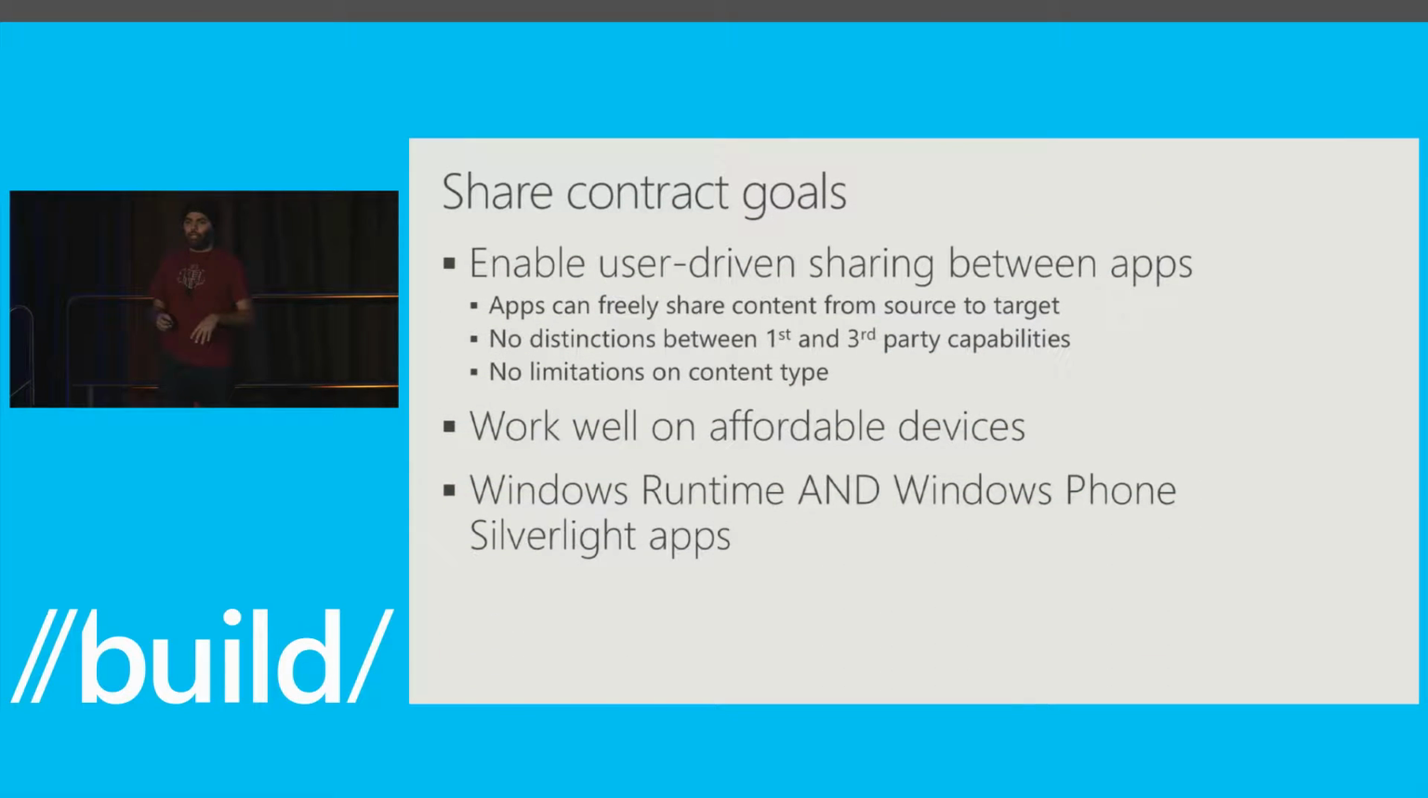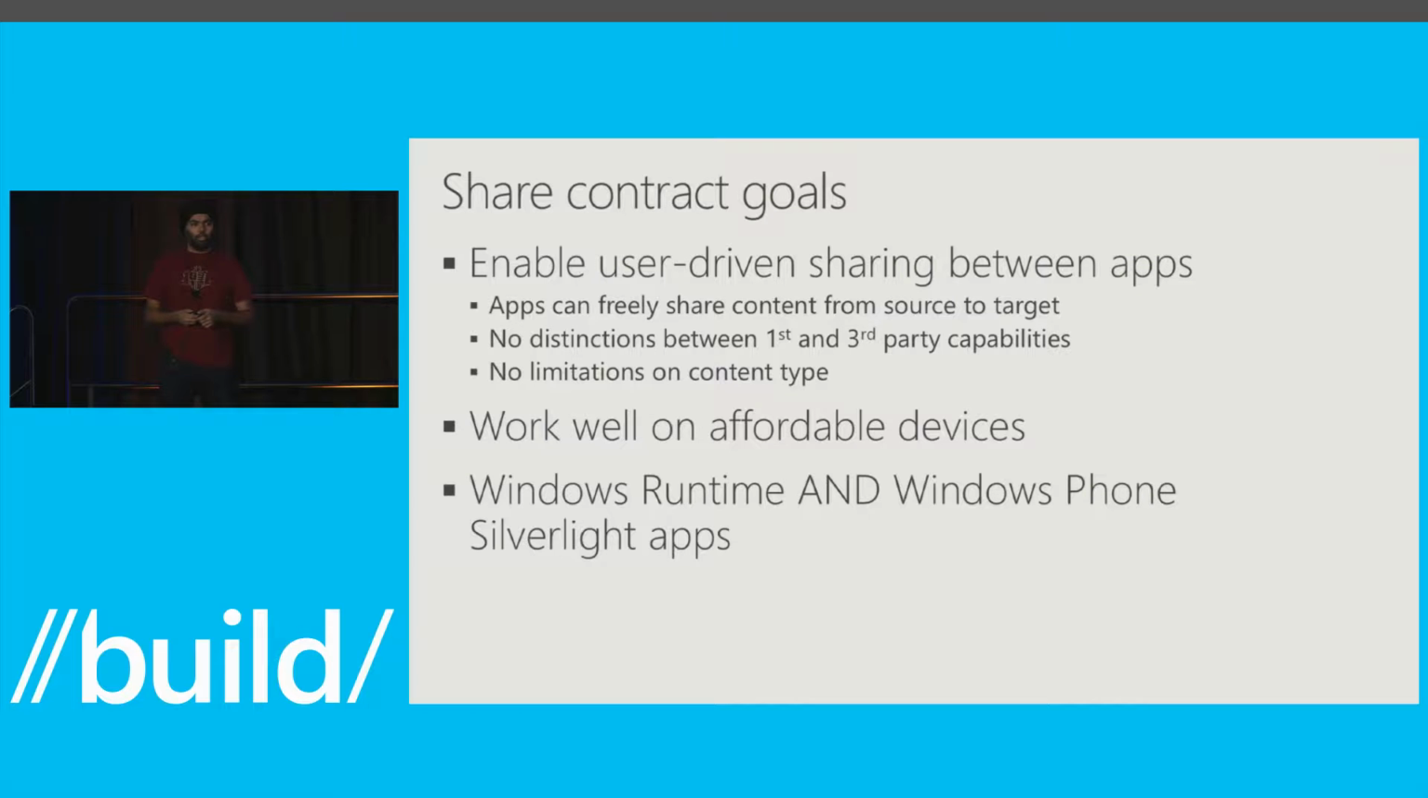So here are the goals we set ourselves when we started to bring the share contract to Windows Phone. The first thing we wanted to do was make all targets available to anyone. Any app ought to be able to share to messaging, mail, OneNote, Bluetooth, NFC, Facebook, Twitter, what have you. And we wanted to take away the content limitations. We didn't want to say you can only share text or you can only share links. You should be able to share everything. So that was the first goal.